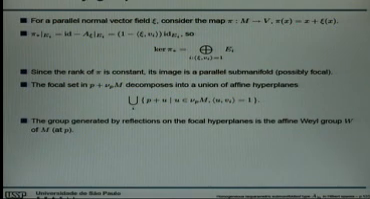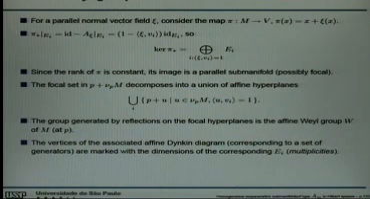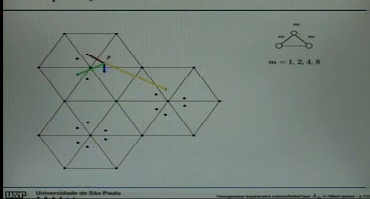The group generated by reflections on the focal hyperplanes is a Coxeter group, one shows, and it's really an affine Weyl group at p, but this dependence on p is not very serious, of course. And then we have an associated Dynkin diagram. The vertices correspond to a set of generators for this group. We can also mark the vertices with some integers, which are the dimensions of the corresponding curvature distributions. So for instance, for A2 tilde, we have this diagram. The possible multiplicities are 1, 2, 4, 8.